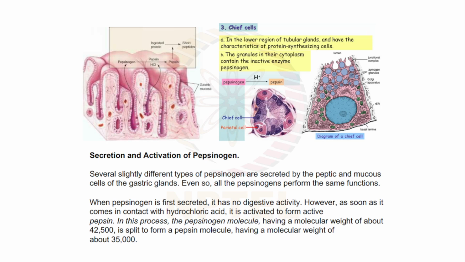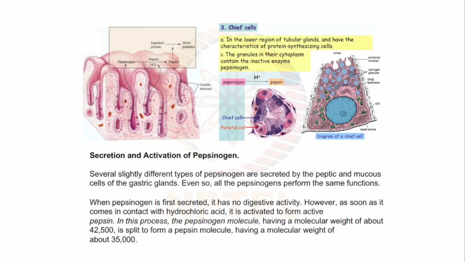Okay. And the secretion and activation of pepsinogen. We have discussed pepsinogen. It is secreted by what? Chief cells in what? Oxyntic glands, or we can say gastric glands. Several slightly different types of pepsinogens are secreted by the peptic and mucous cells of the gastric glands. Even so, all the pepsinogens perform the same function. When pepsinogen is first secreted, it has no digestive activity because it is an inactive enzyme. So it must be activated.